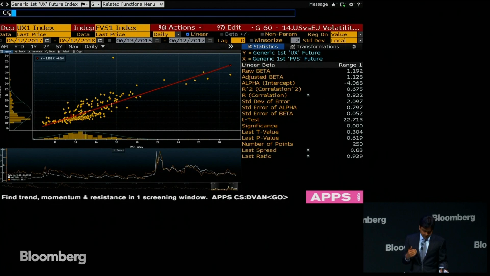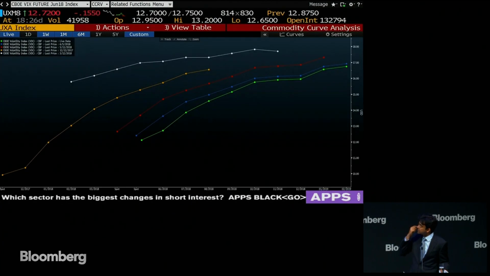The next chart is, again, extremely relevant for futures traders. This is a function on Bloomberg called CCRV, or curve analysis. Now, what this tells investors is that it shows you the term structure of a future. So any given asset would have futures for different expiries, 1 month, 3 months, 6 months, 18 months, and so forth.